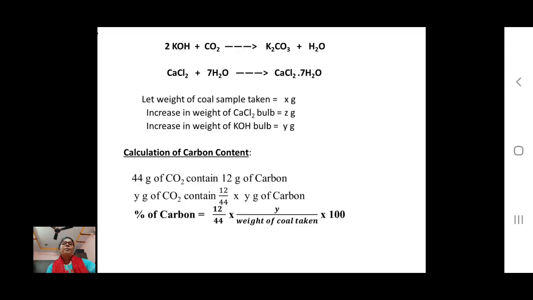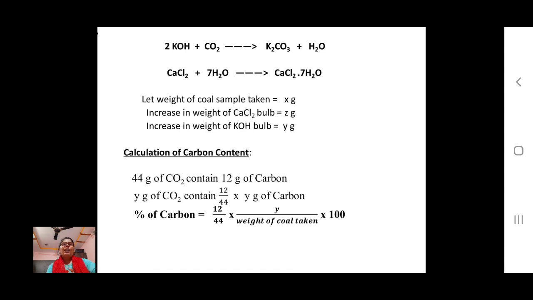The reactions: potassium hydroxide plus carbon dioxide gives potassium carbonate plus water. Anhydrous calcium chloride reacts with the water vapor and gives hydrated calcium chloride, CaCl2.7H2O. Let the weight of coal sample taken be x gram. The increase in weight of the calcium chloride bulb, the difference after and before absorption, is z gram, and similarly the increase in weight of the potassium hydroxide bulb is y gram.